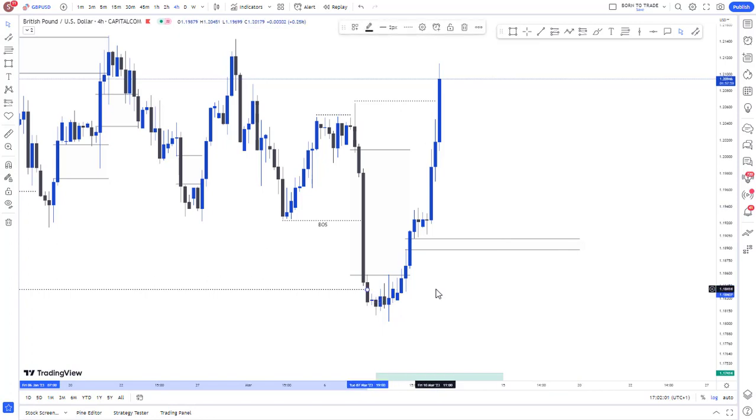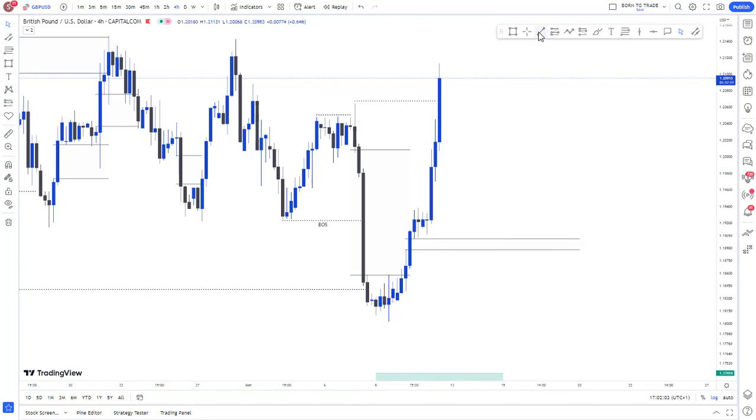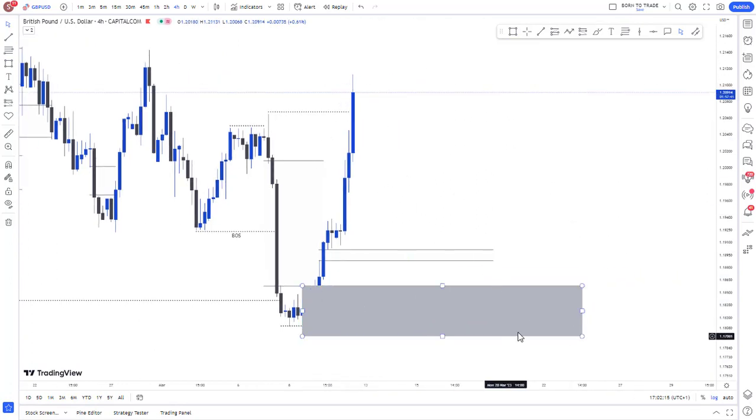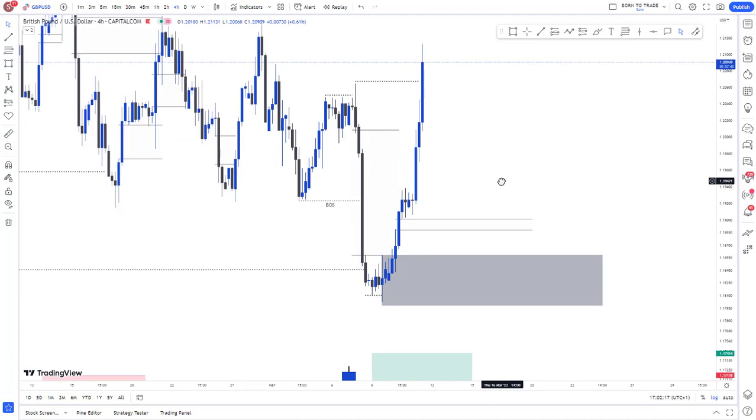I won't actually be trading from this fair value gap. I'll be interested in trading from another block right here, because you can see we equally have another sweep of liquidity at this low, and now I'll be interested in trading from a zone right here. So I'll be waiting for price to come back, mitigate this zone, and I will trade from there.